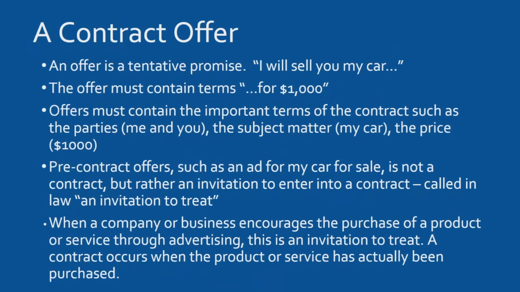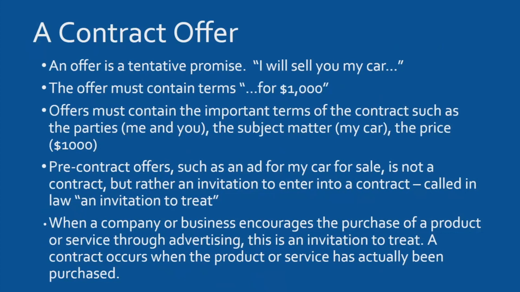So we'll look at this concept of a contract offer. The offer really is a tentative promise, because I need to get your acceptance on it before we go any further. So I will sell you my car. That is the tentative promise. The offer must contain specific terms, so for $1,000. The offer must contain important terms of the contract, such as who the parties are, you and me, the subject matter of the car, and the price.